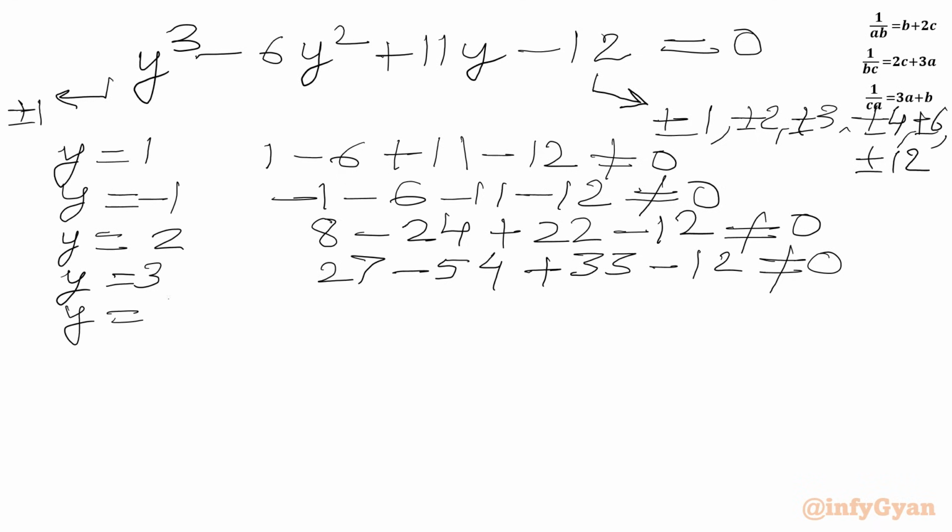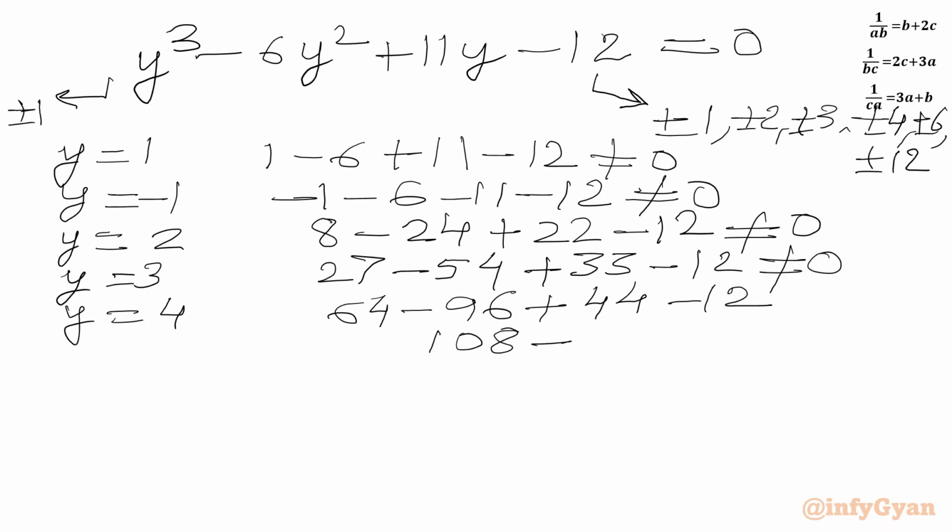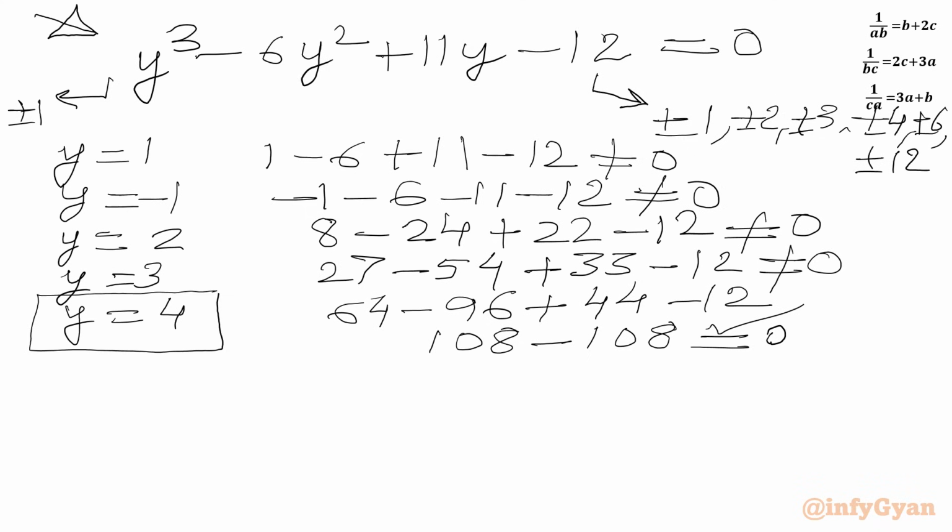If I check y equal to 4, then I need to write here 64 minus 16 times 6, 96, plus 44 minus 12. So this time we are getting 108 with plus sign and minus 108 with negative sign. So it is making our equation 0. We will say y equal to 4 is our base solution for this cubic equation.